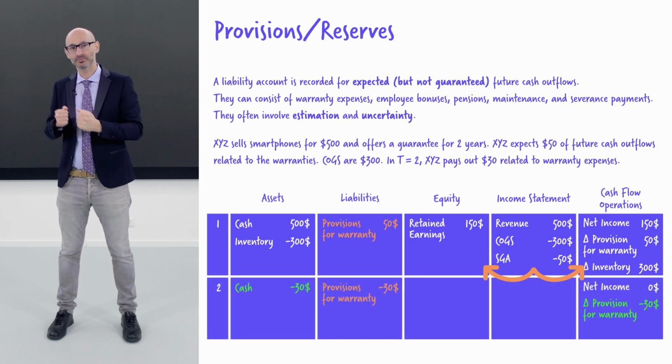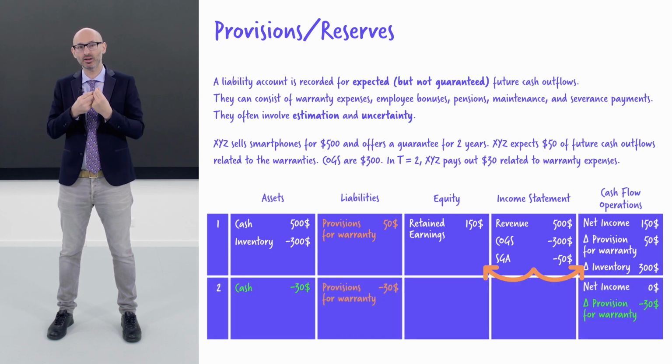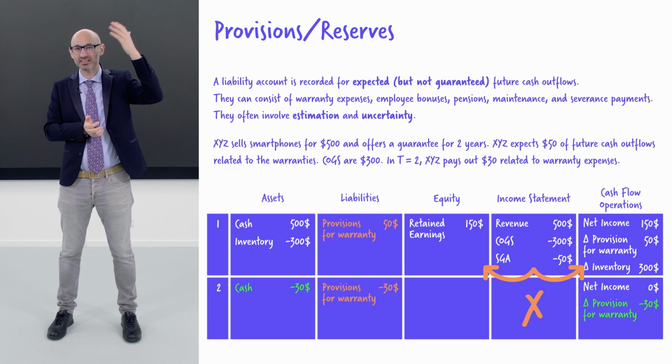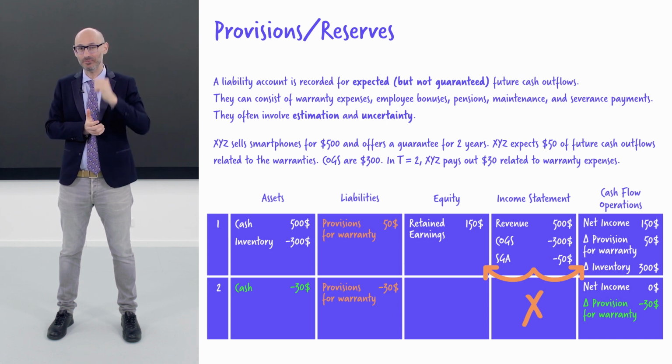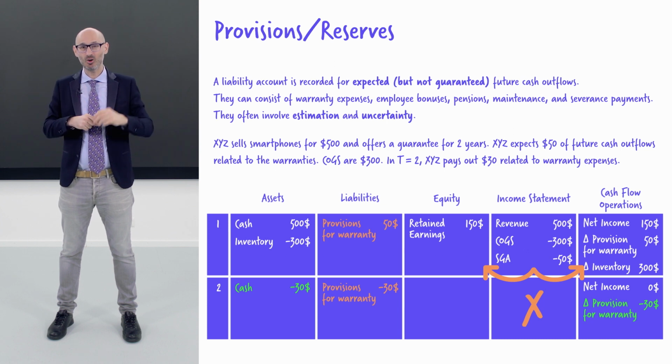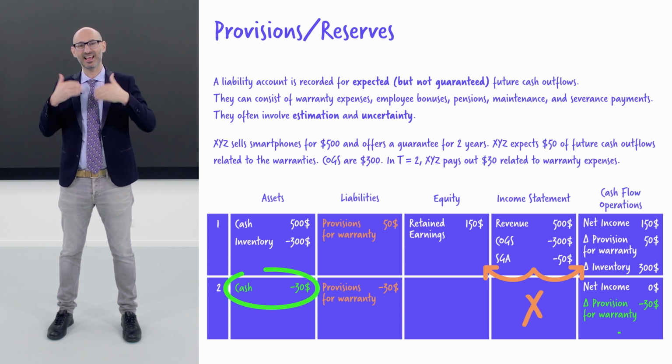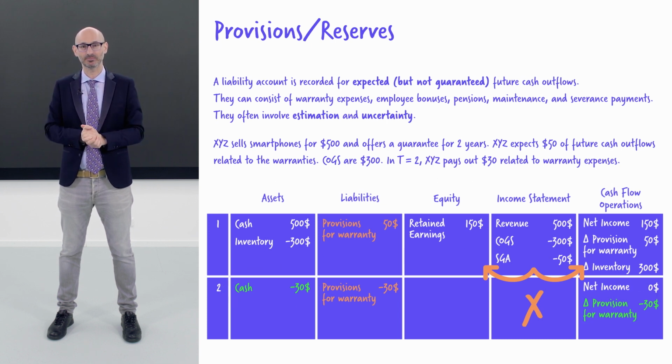Now in the future, assuming $30 of warranty costs come up, then you reduce your warranty liability by the same amount. However, you do not put anything under the income statement. The expense was already recognized in time t equals 1. Right now, all you have to account for is the fact that you paid $30 for the warranty. Cash is less, and the CFO is less by 30.